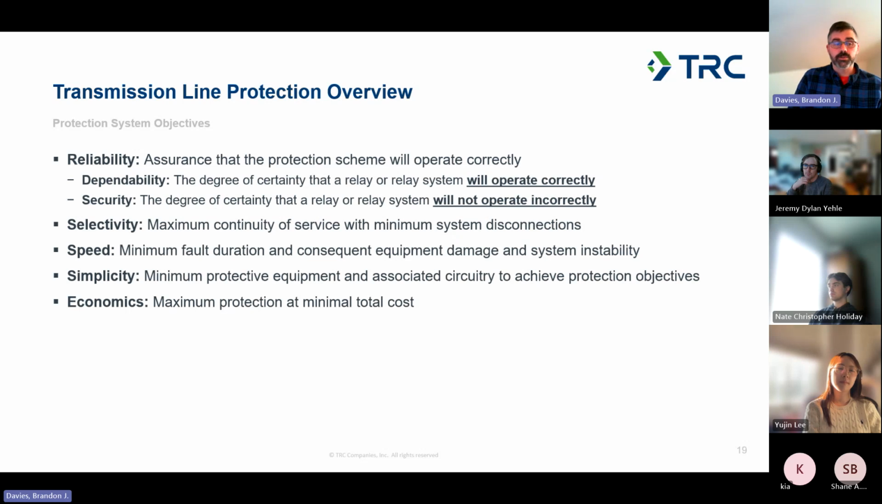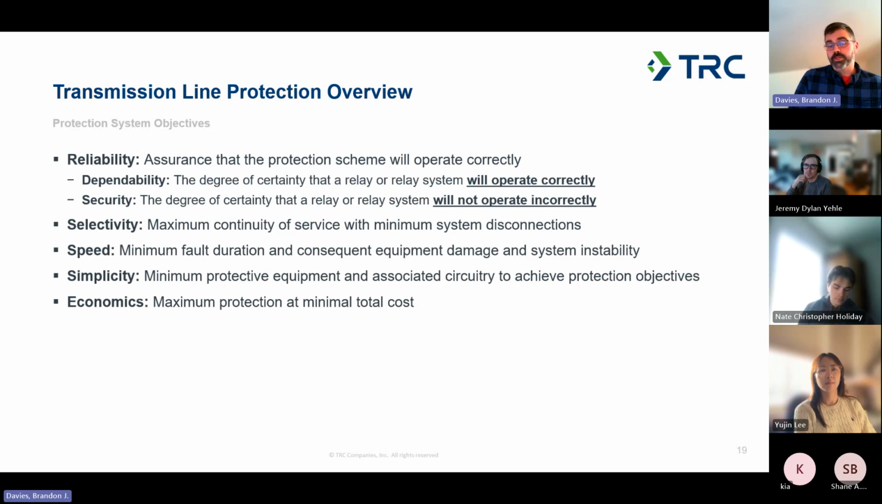Speed. Obviously it's in our best interest to clear an electrical fault on the power system as fast as we can. But that comes with trade-offs, because the faster you make a decision, the more likely you are to make a bad decision. Maybe you make a decision too fast and trip for that adjacent line. So as much as the goal is to make things as fast as possible, we also have to do that with the security and dependability criteria in mind.